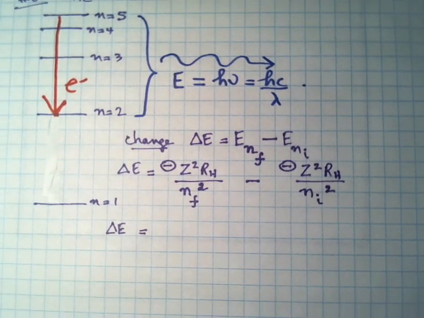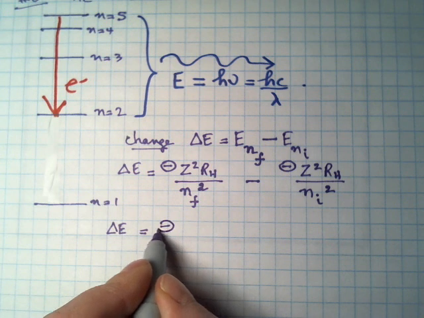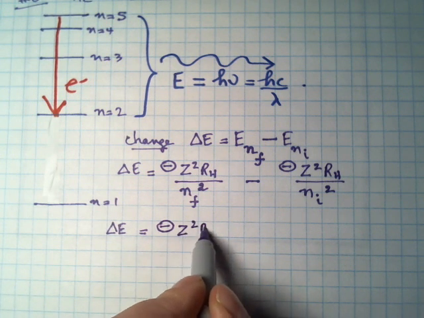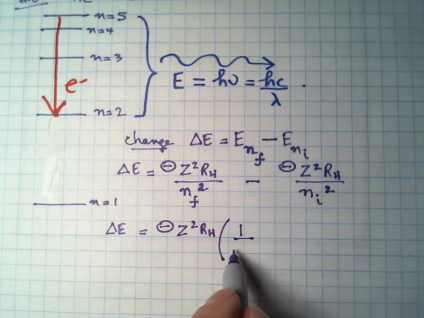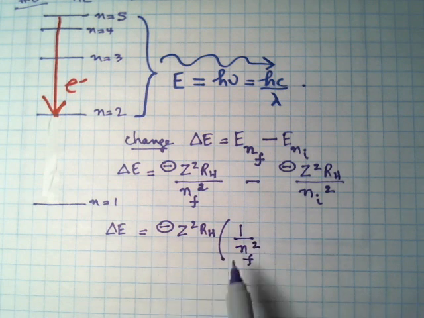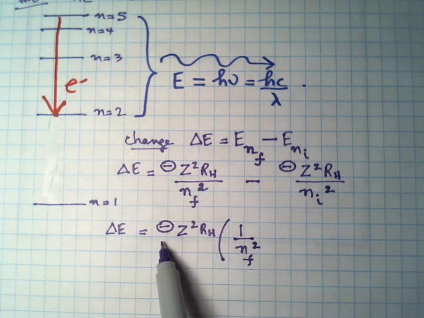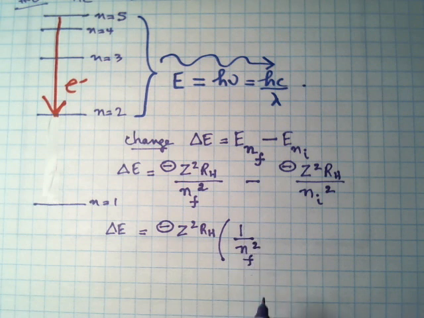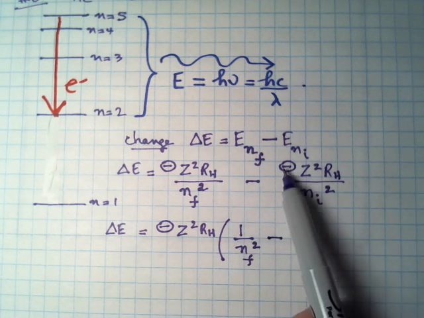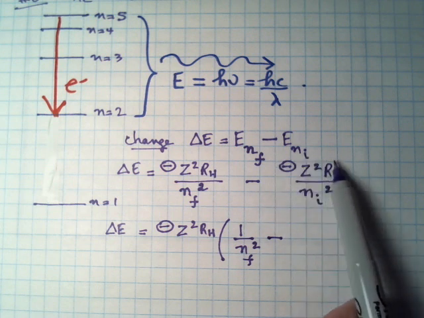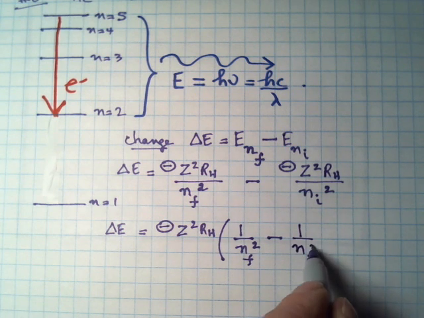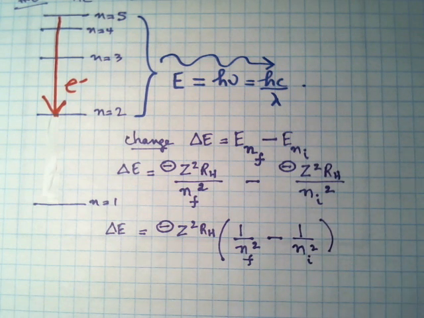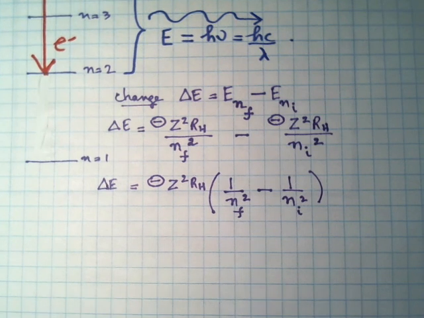So this delta E is equal to, let's pull out a minus Z squared R_H. And then open the brackets like when we factor. And what am I left with? A 1 over n final squared, not a negative one because I took the negative with the top. So I'm left with 1 over n final squared minus, and again, if I pull out the minus Z squared R_H, factor that out, I'm left with a 1 over n initial squared. So that formula looks easy enough to use, doesn't it? Let's fill in what we know.